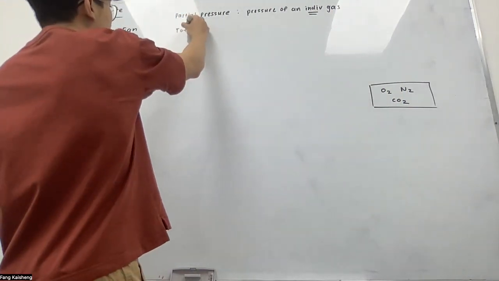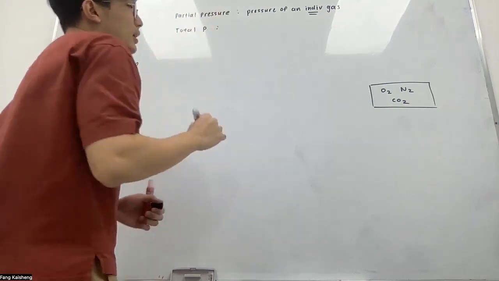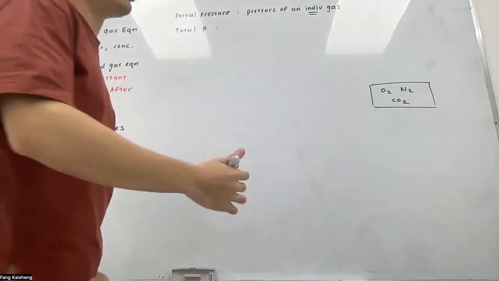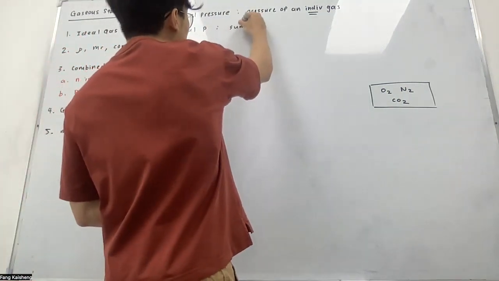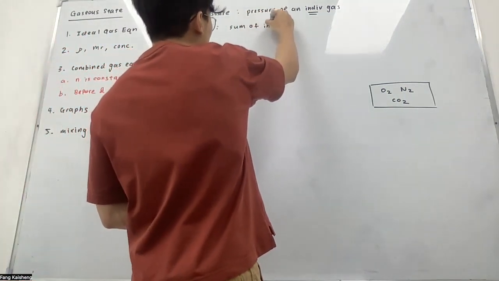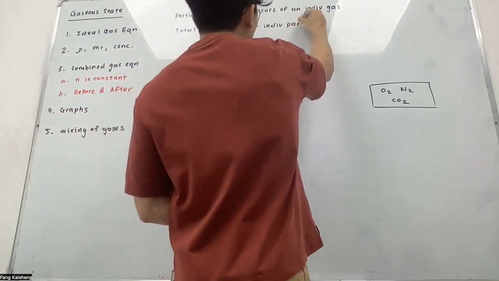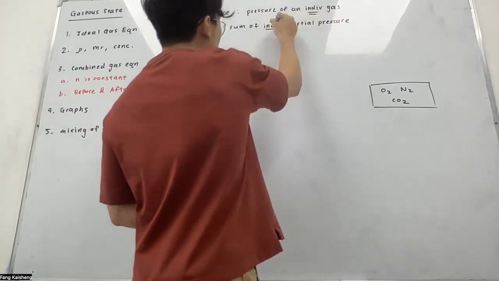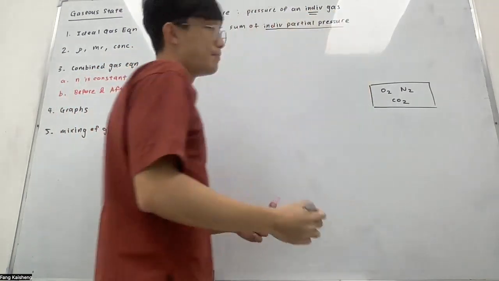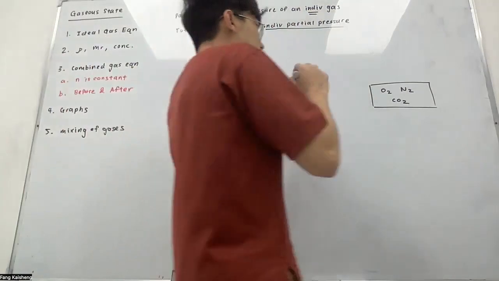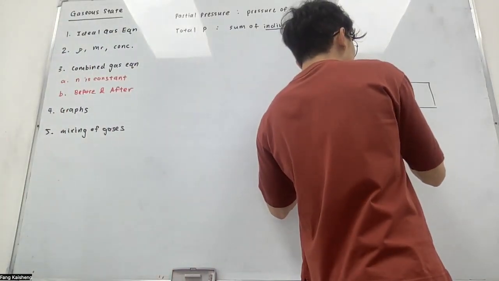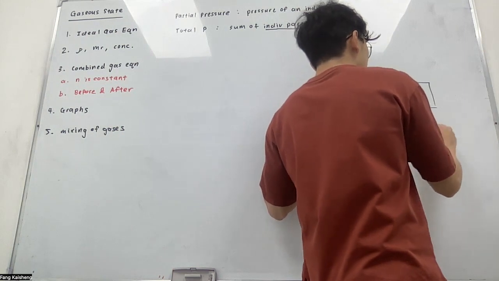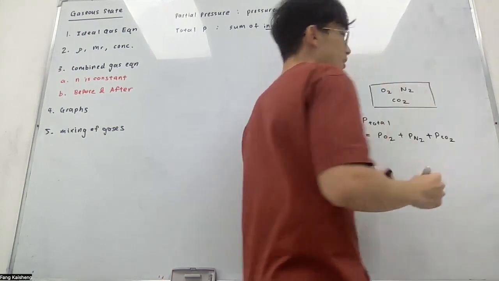But then how do we find the total pressure of the container? It's actually very simple. There's this thing called Dalton's law. Dalton claims that the sum of the individual partial pressures will add up to the total pressure. Now that we understand this, it's very simple to perform calculations. To find the total pressure of this container, we just need to take the partial pressure of oxygen, the partial pressure of nitrogen, and the partial pressure of carbon dioxide.